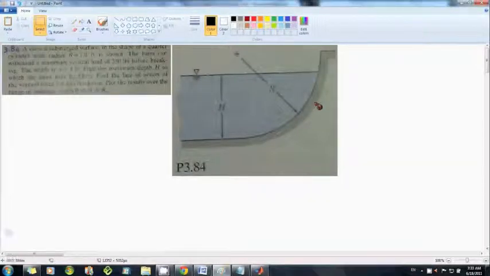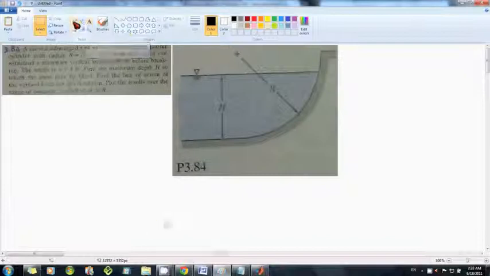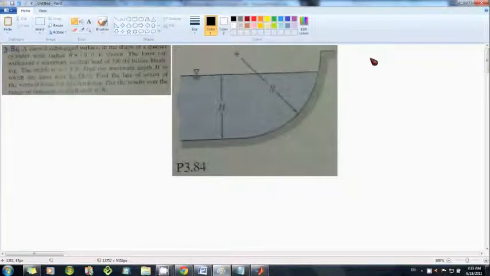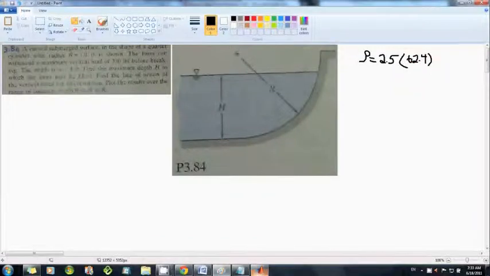The specific gravity of concrete is 2.5 times the density of water. Now in this case we're going to use the density of concrete, which will be 2.5 times 62.4. So let's find out what that is.